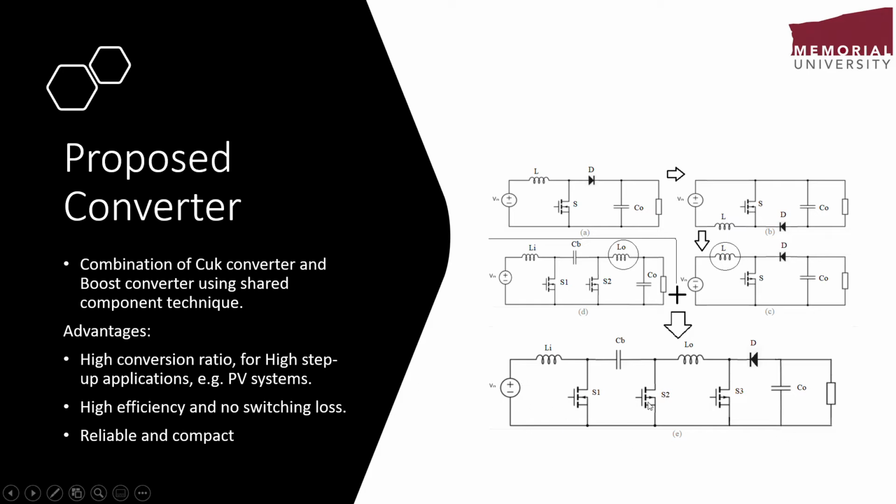The conversion ratio of this converter is high. We can use it for high step-up applications such as PV systems. Efficiency is so high because of the lack of any switching loss in this converter, which will be discussed in future. Reliable and compact. The reason is the strategy that we chose to design this converter. The inductors are small, and also because of the lack of any switching loss, we can increase the frequency, and again we can reduce the size of the passive components as well.